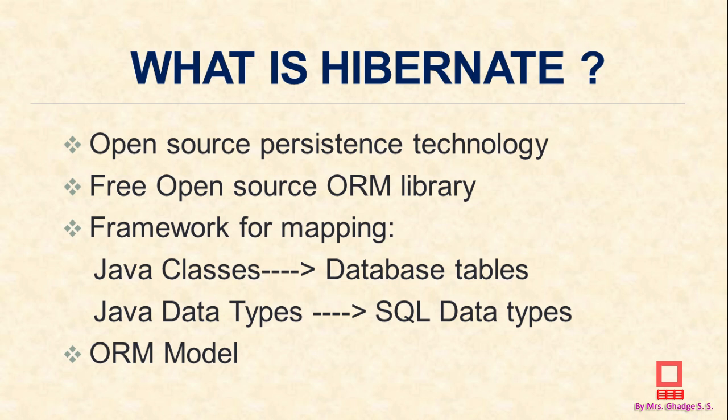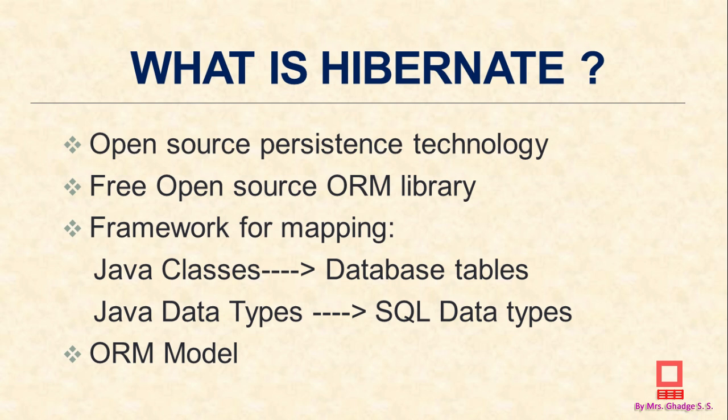First of all, let us see what is Hibernate. Basically Hibernate is an open source software. It is an open source persistent technology. As all of you know, open source software is software which we can freely download from the internet, and we can get access to the source code of that software. So Hibernate is one such type of software which we can easily download from the internet, and we can access its source code as well.